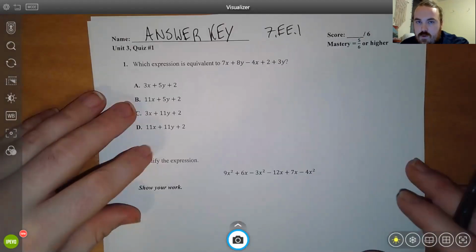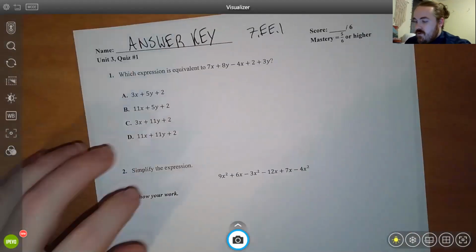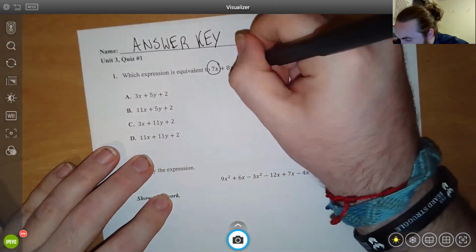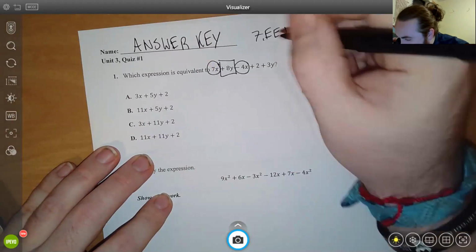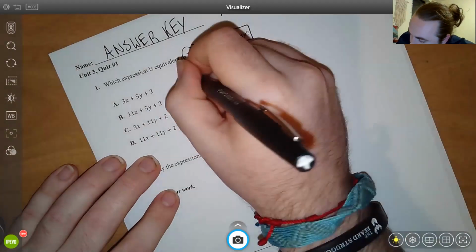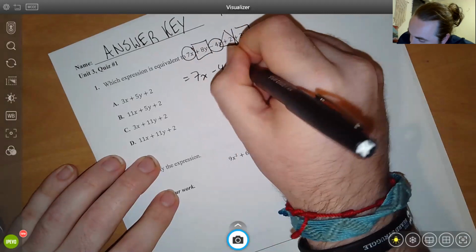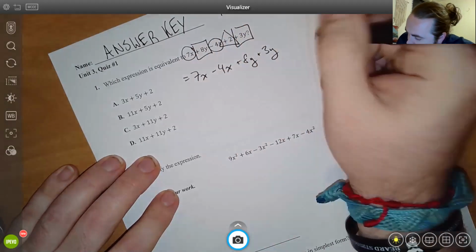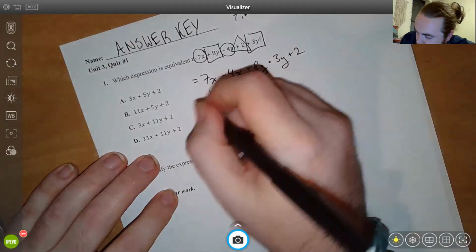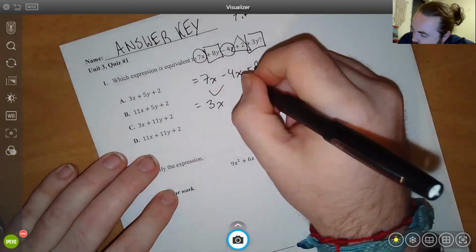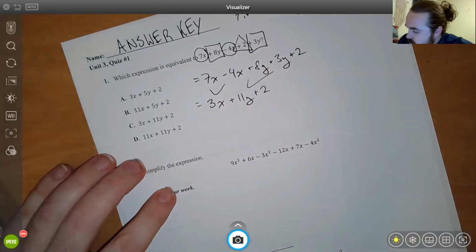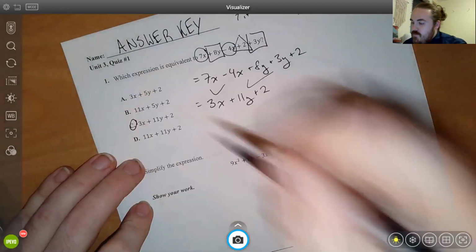Number one, as I said, we are looking for like terms. Remember, use circles, boxes, and triangles to help you identify like terms. In this case, 7x and negative 4x. 8y is not the same, but it is the same as 3y, and we'll put 2 in a triangle. So I'm going to rewrite it as 7x minus 4x plus 8y plus 3y plus 2. Combine the like terms. 7x minus 4x is 3x. 8y plus 3y is 11y plus 2. Well, that answer is C.